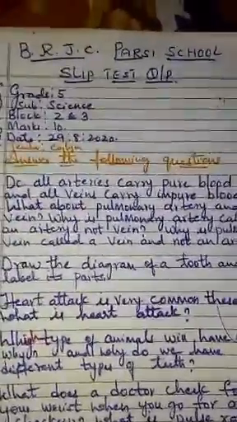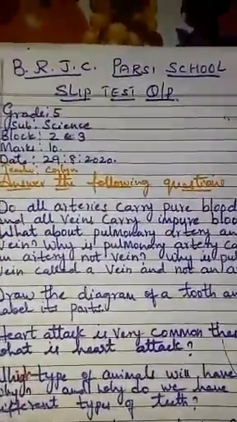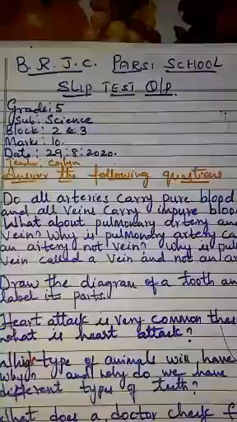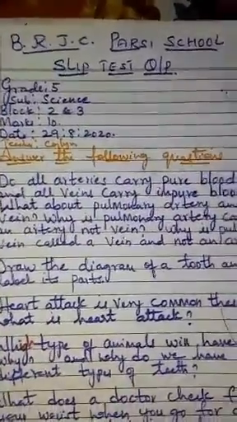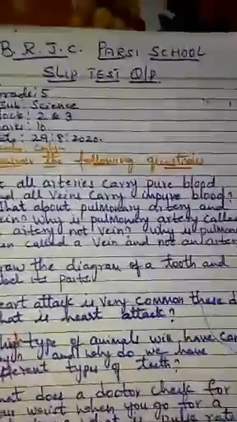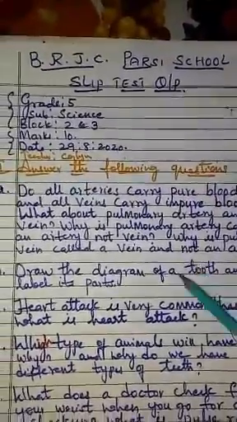Now I am going to start the Grade 5 slip test question paper. Subject: Science. I am going to take the second and third block. You will get 10 marks. I am going to read the paper, just observe carefully.